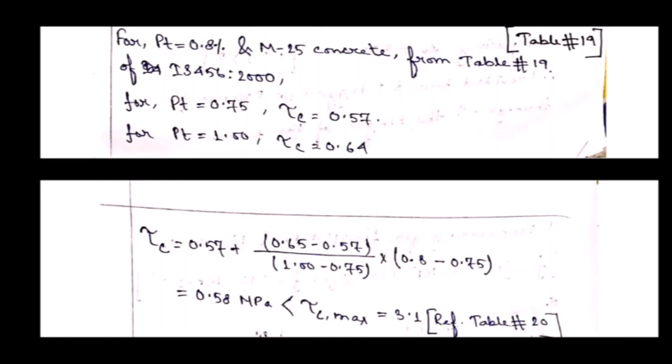This value is less than tau c max, that is 3.1. The value of tau c max is given in table number 20 of IS 456-2000. For M25 concrete, the value of tau c max is 3.1. The maximum value of tau c, that means tau c max, is 3.1. So our value tau c is 0.58, that is less than tau c max. So this is okay.